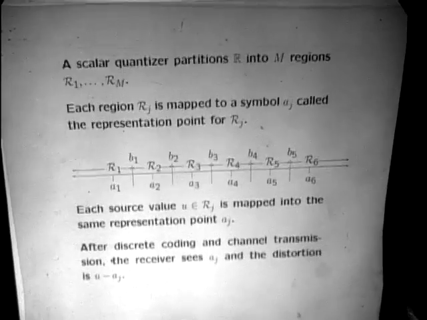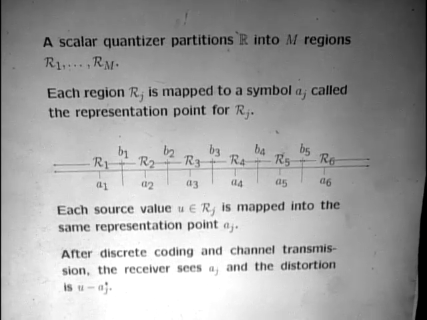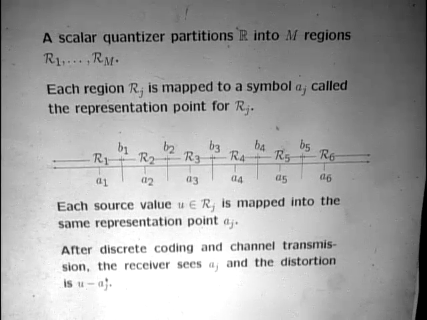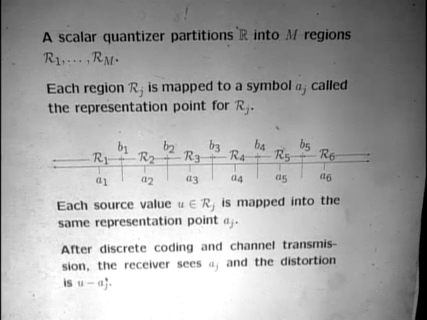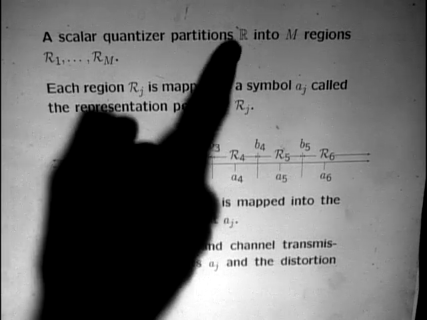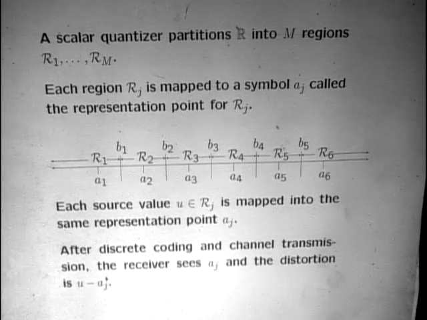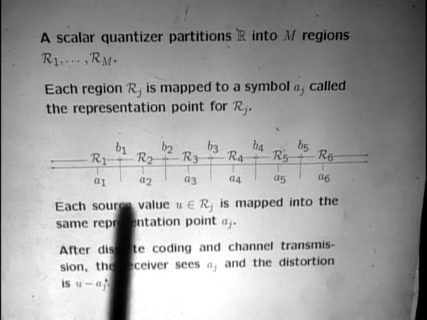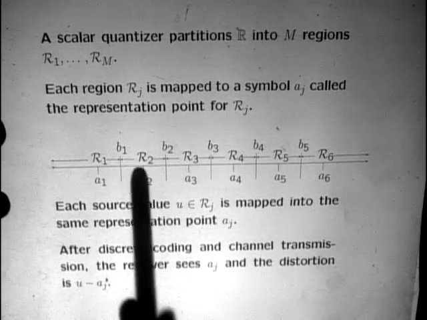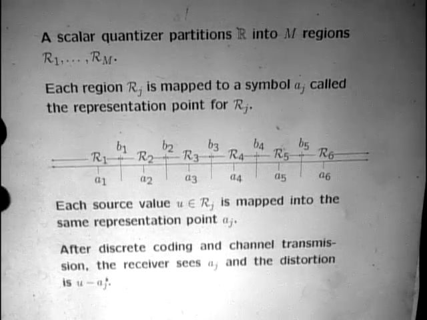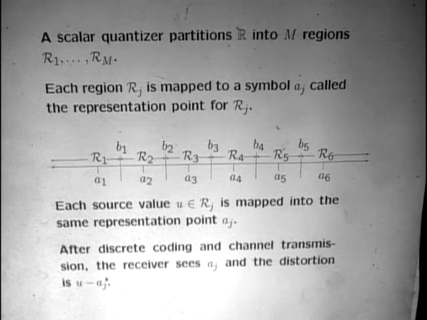So let's look at a simple example of what a scalar quantizer is going to do. Basically, what we have to do is to map the line R, namely the set of real numbers, into m different regions, which we'll call R1 up to R sub m. And in this picture here, here's R1, here's R2, here's R3, here's R4, R5, and R6. And that's all the regions we have.